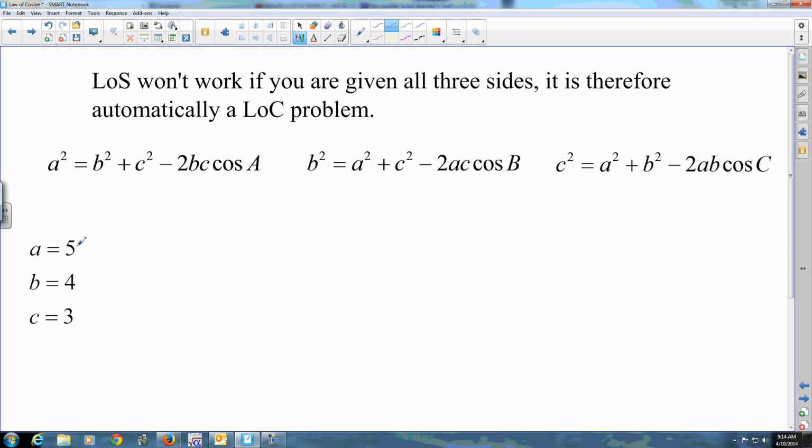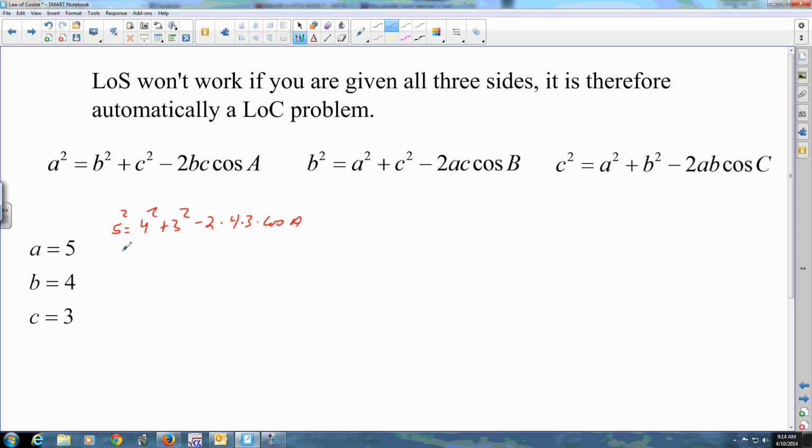Alright, so if you're told all three sides, you can't do law of sine. It's definitely law of cosine. Which one of these you fill out first makes no difference whatsoever. So if I start filling out this first one, I'd go 5 squared equals 4 squared plus 3 squared minus 2 times 4 times 3 times the cosine of A. Then I start pulling stuff off.